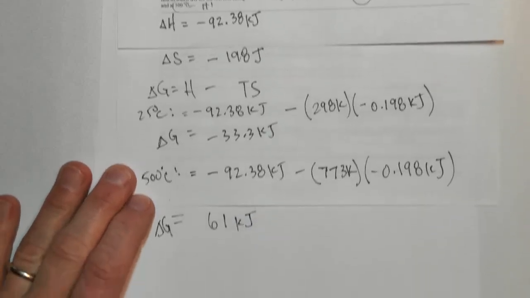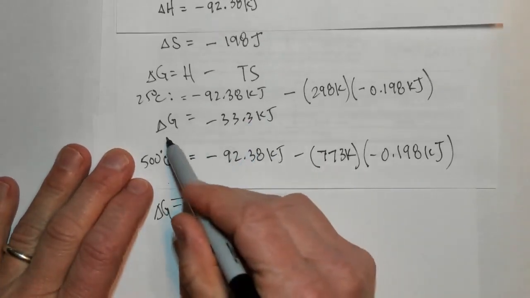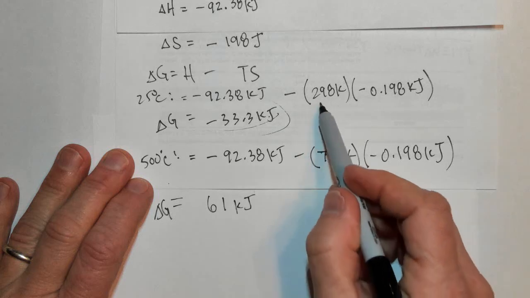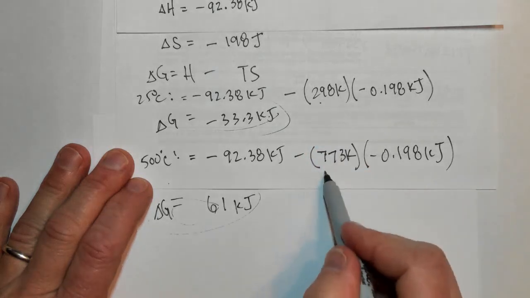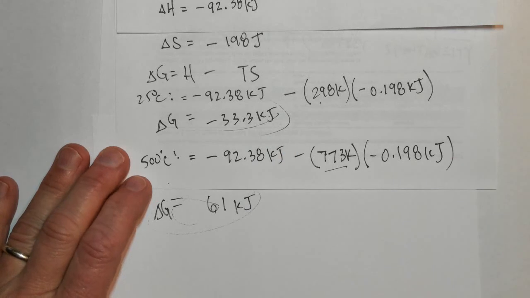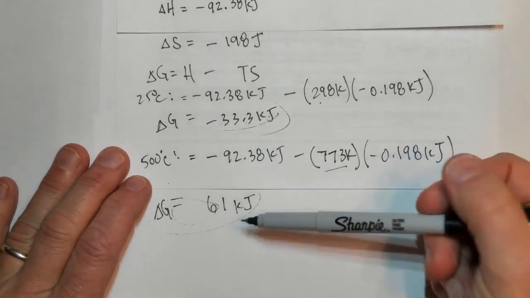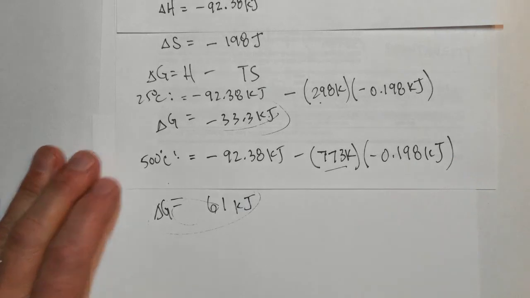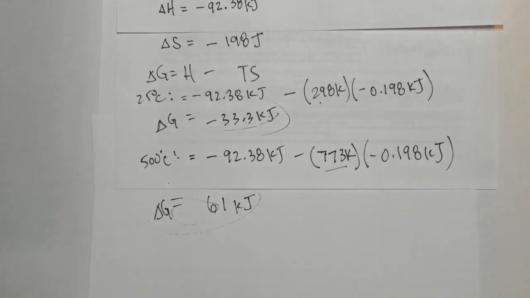And so you can see that it goes from being spontaneous here at a low temperature to non-spontaneous here at a high temperature. That's the type of prediction that you should be able to make qualitatively and then quantitatively be able to put it into the same type of equation. Good luck with your thermodynamic problems.